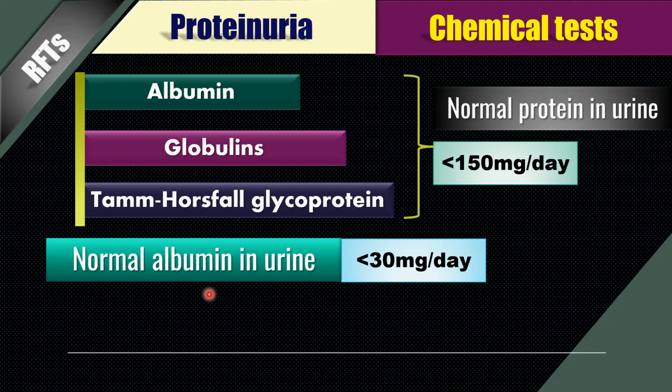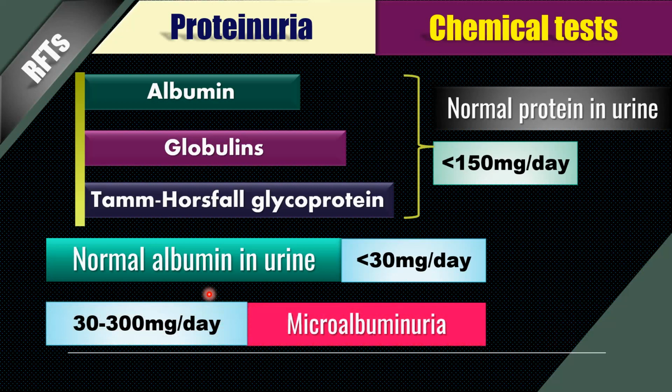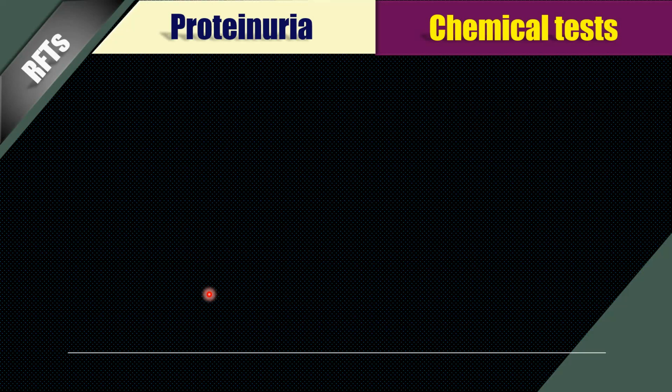So we know now normal albumin in the urine per day is 30 milligram or less. Suppose the albumin level in 24-hour urine is more than 30 milligram and up to 300 milligram, then we can call it microalbuminuria. More than 300 milligram we can call macroalbuminuria, or sometimes proteinuria. So now what are the causes of proteinuria?